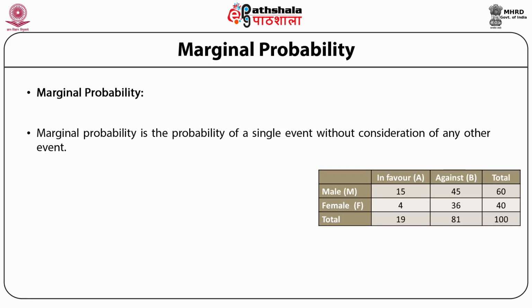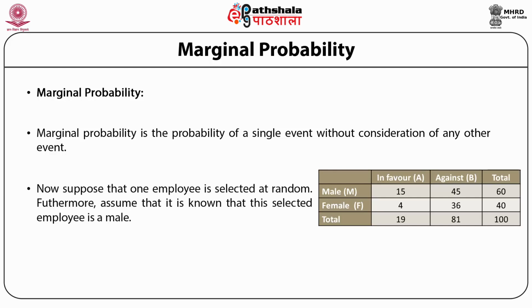Probability of B, that is against. Probability of A is in favor, probability of B is against, that is 81 upon 100, because 81 is the total column wise, and similarly probability of male and probability of female.